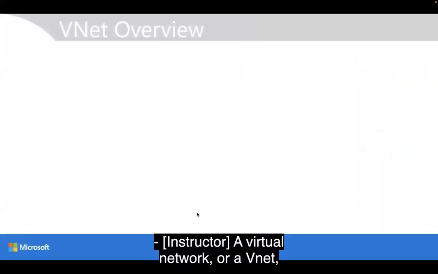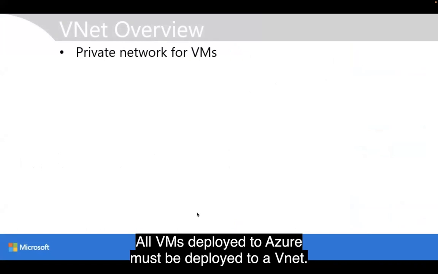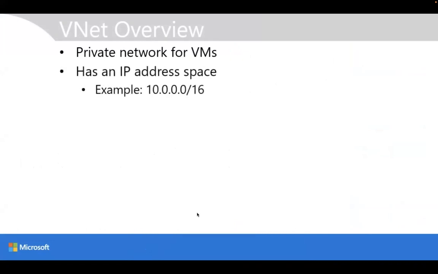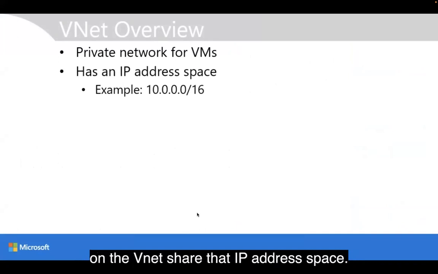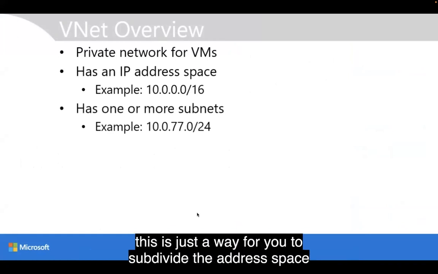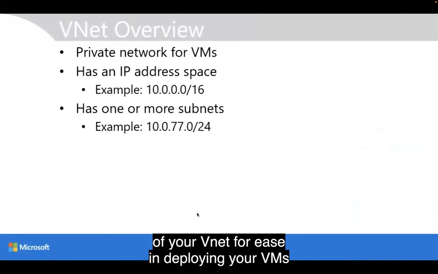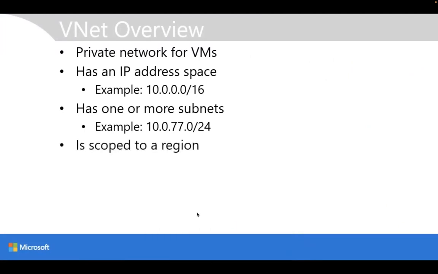A virtual network, or VNet, is a private network for your VMs in Azure. All VMs deployed to Azure must be deployed to a VNet. A VNet has an IP address space, so all VMs on the VNet share that IP address space. It has one or more subnets. This is just a way for you to subdivide the address space of your VNet for ease in deploying your VMs for various workloads or for security purposes.